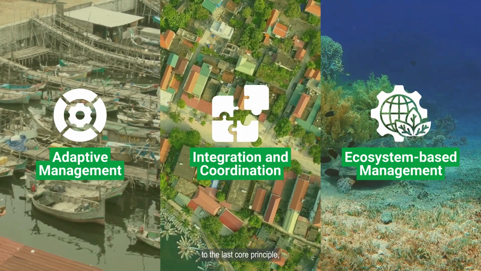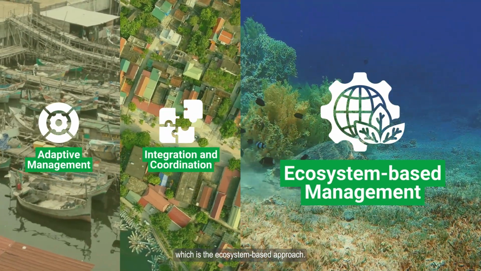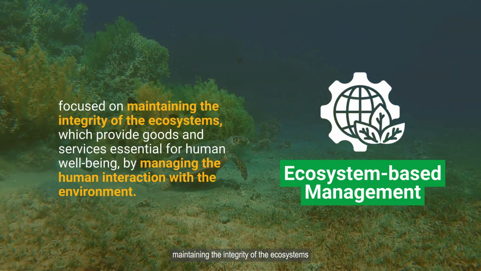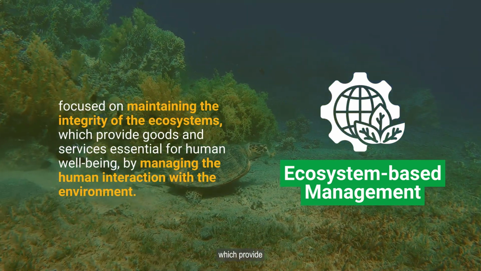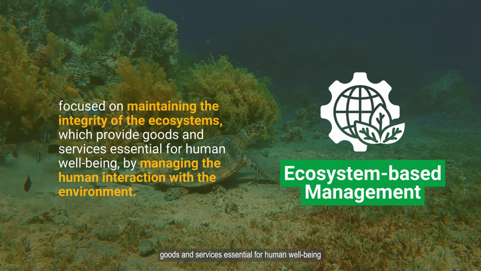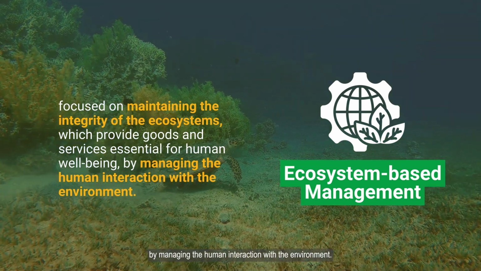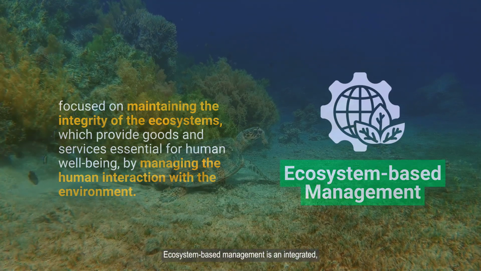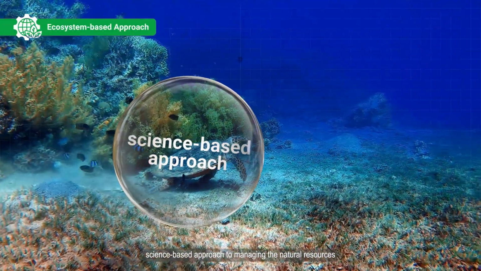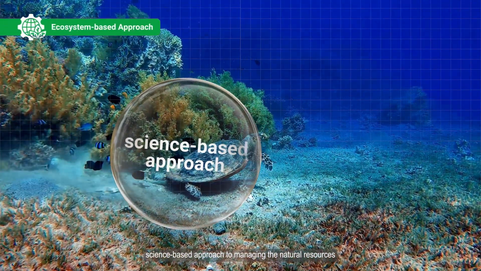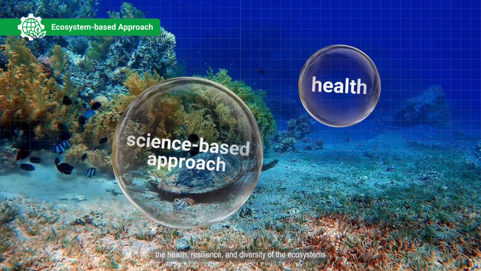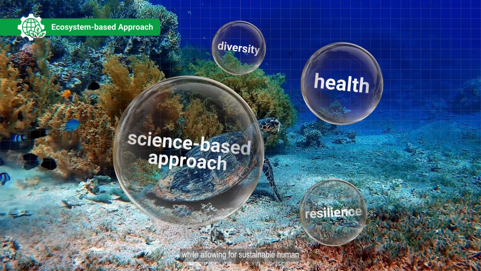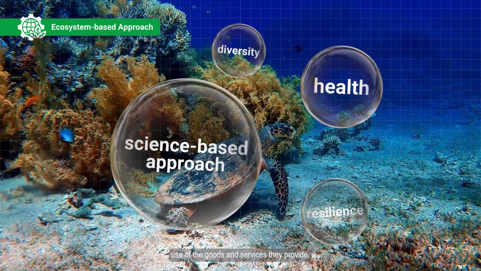We now move on to the last core principle, which is the ecosystem-based approach. The ecosystem-based approach is focused on maintaining the integrity of the ecosystems, which provide goods and services essential for human well-being by managing the human interaction with the environment. Ecosystem-based management is an integrated, science-based approach to managing the natural resources that aims to sustain the health, resilience, and diversity of the ecosystems while allowing for sustainable human use of the goods and services they provide.